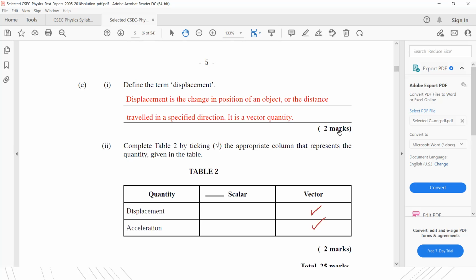All right, so remember, we're just focusing on questions that are based on the topic, so you might see some questions that have been answered. Define the term displacement. Displacement is the change in position of an object, or it is the distance traveled in a specific direction. So it must be directionally aware. Once you talk about change in position, the direction comes in. So displacement is a vector. Acceleration is also a vector.